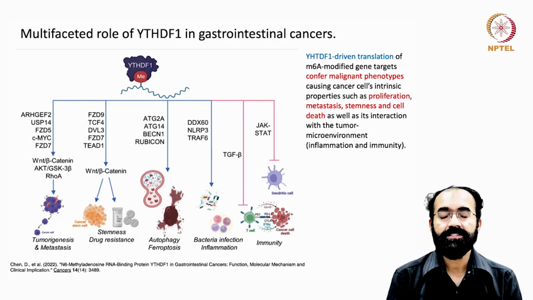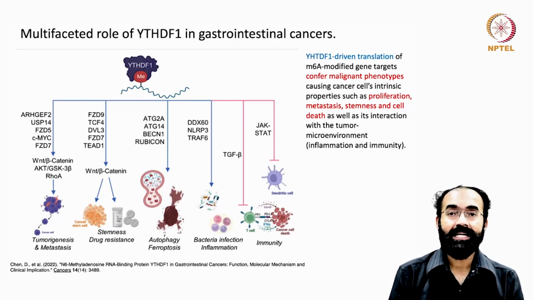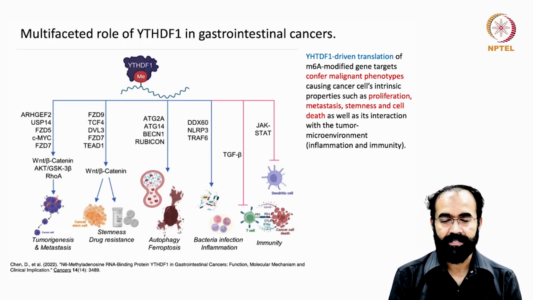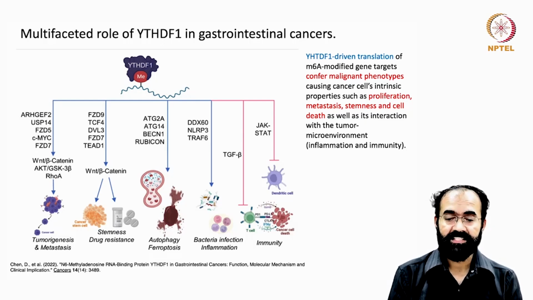So let us see the YTH domain containing readers. These facilitate the translation of the modified target genes, and this will confer malignant phenotypes and cancer cells' intrinsic properties such as proliferation, metastasis, stemness and cell death. All these things are attributed together because of one common factor, accelerated methylation, as well as interaction with the tumor microenvironment such as inflammation and immunity. That means cancer is already facilitated because of the overaction of many of these genes.